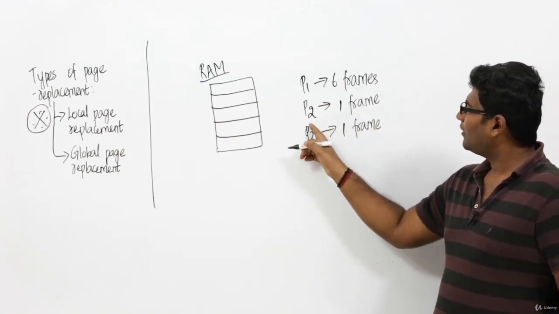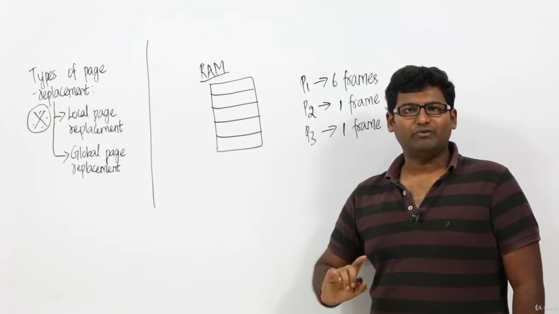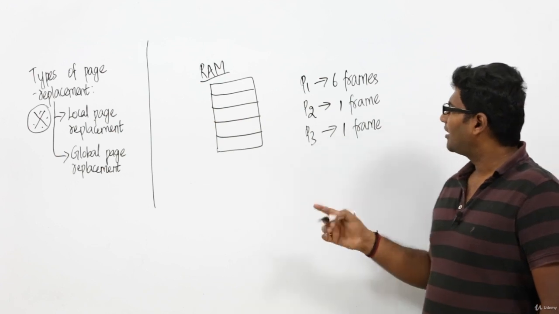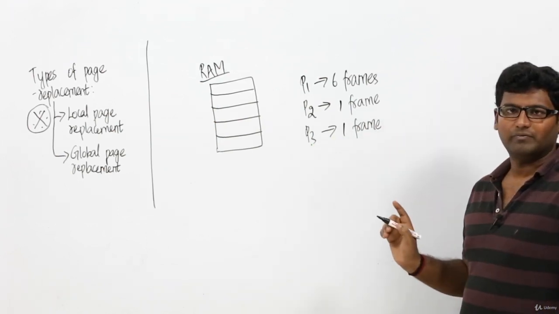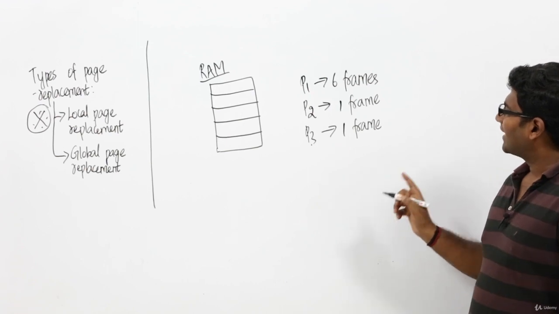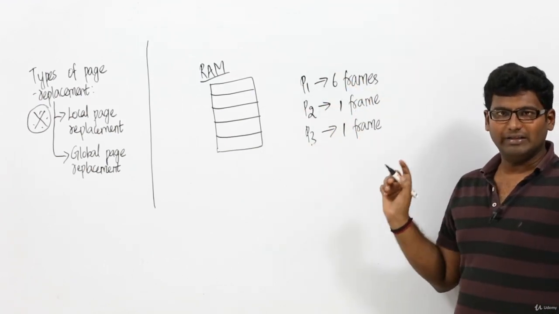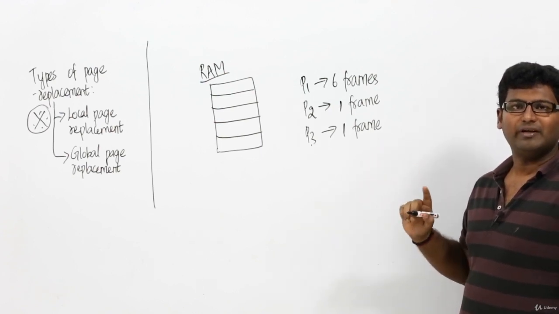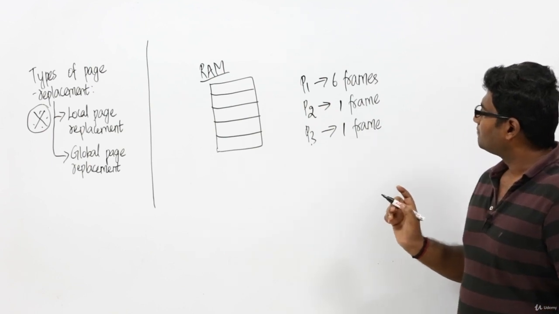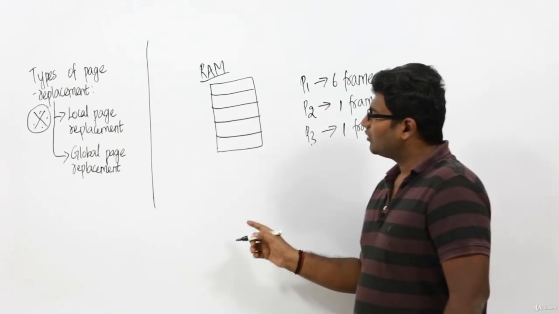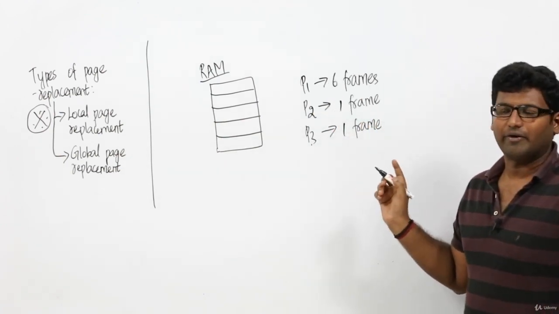Whereas for process P2, it is known that it needs only 1 frame to complete its execution without leading to thrashing. Similarly, for process P3, it is given that we need 1 frame, right? Again, I am telling you that these frames are not allocated. These are the minimum number of frames needed to complete the execution without leading to thrashing. Now, in case you are using global page replacement here, what will happen? Let's see this.